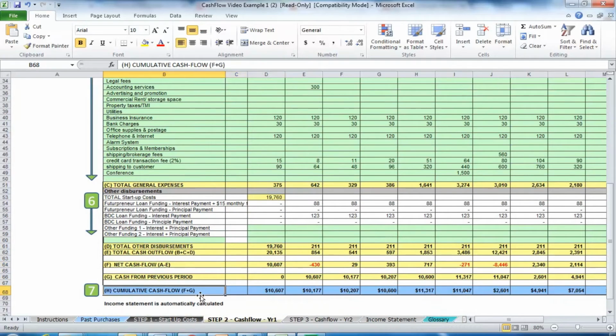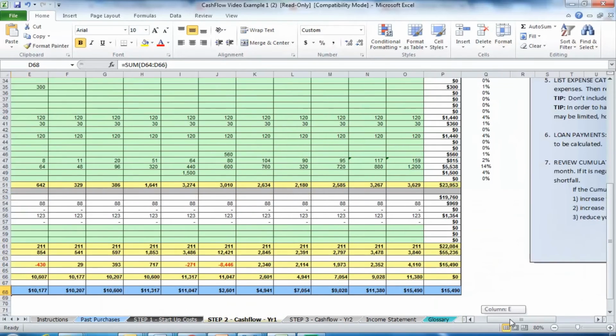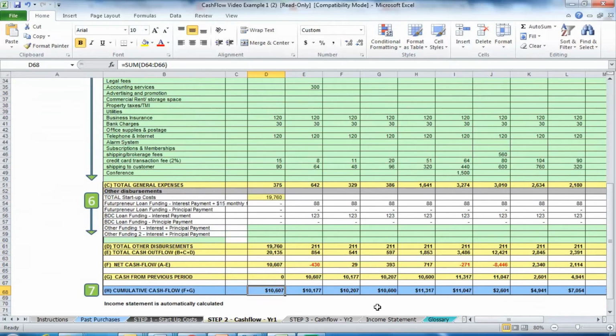Step 7, cumulative cash flow. Cumulative cash flow is probably one of the most important pieces of the cash flow that you need to pay attention to. If you look at this example, in November, the cumulative cash flow is $10,607. That is what Amar believes will be in his bank account or in his wallet for that month. At no point can any of those months, any of the 24 months under cumulative cash flow, be negative. If it's negative, he's done something wrong.